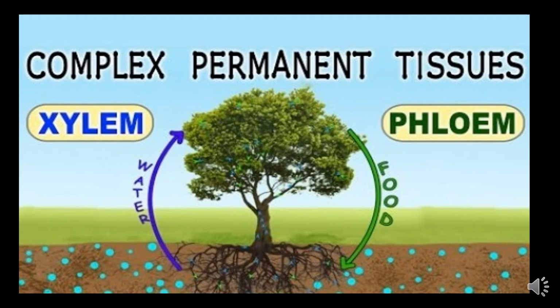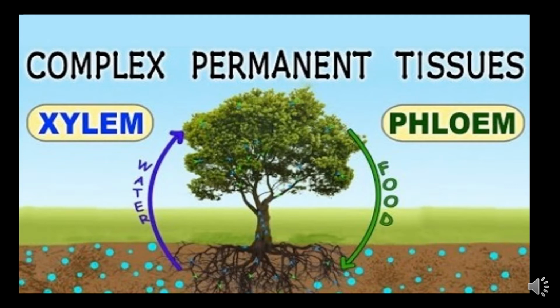Good morning, students. In the previous lecture, we discussed simple permanent tissues, and today we'll discuss complex permanent tissues of plants. As we have already done, plants contain basically two types of tissues, meristematic and permanent. Permanent tissues are of two further types, simple and complex, on the basis of the type of cells present in them.